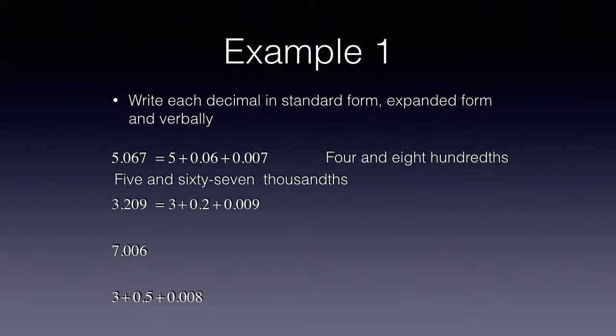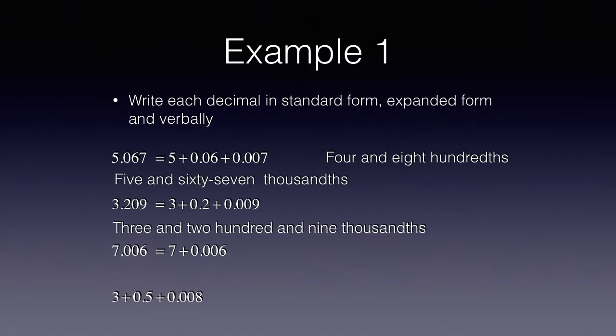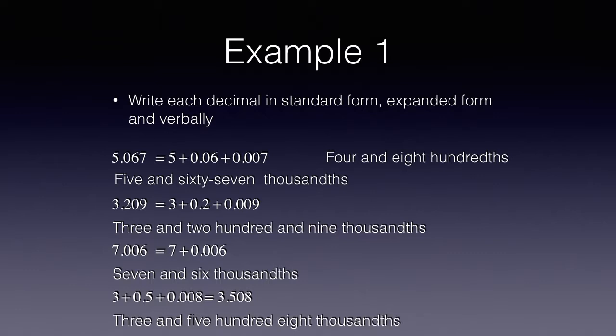All right, same thing with 3.209. Notice I did not account for the 0. I have the 0.2 and the 0.009. I do not have a 0.00 in between. And writing it out again, thousandths. 7.006, again, same thing I talked about before. No 0.0, no 0.00, just the decimal 0.006, just accounting for the non-zero digits. And that, of course, is 7 and 6 thousandths. Now, the one on the bottom here, it's given in expanded form, so the first thing we do is write it out in standard form as a decimal, and then we would write it verbally. And then the last one is written verbally, so we start by writing it in standard form and then expanded form.